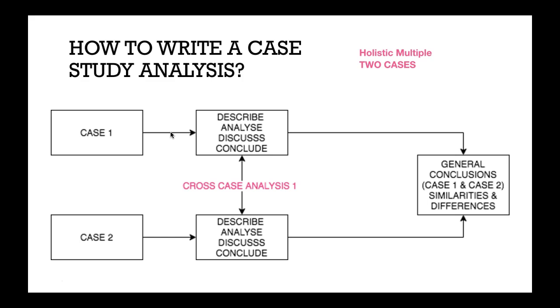So after the cross case analysis, you come up with a general conclusion on case 1 and case 2, while looking at the similarities and the differences. This is what happens when you are using holistic multiple case studies and you have 2 case studies. This is how it looks. You are going to analyze case 1, you are going to analyze case 2, and then you are going to give a general conclusion, which is based on case 1 and case 2, and look for the similarities and the differences. So that was with 2 case studies.